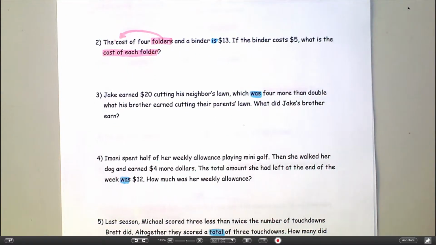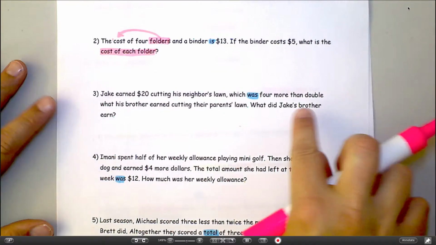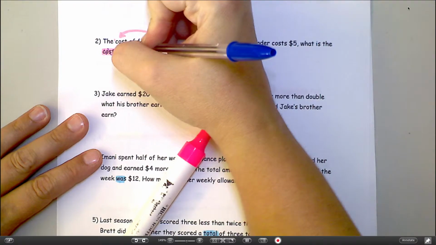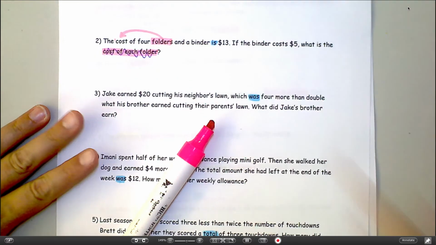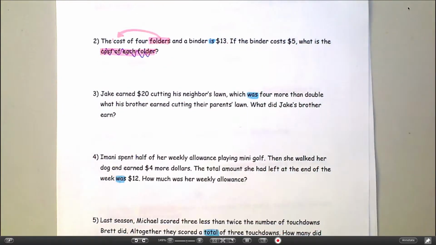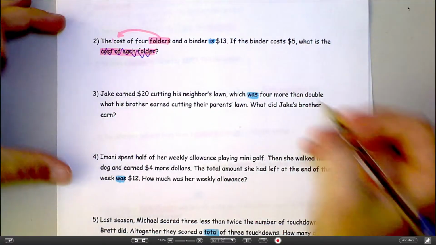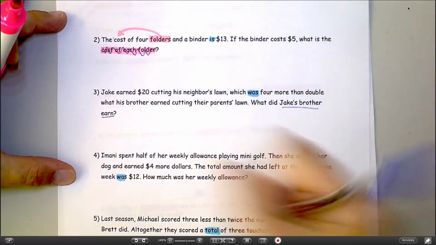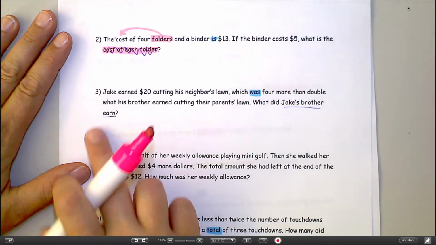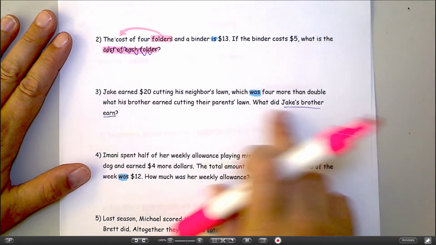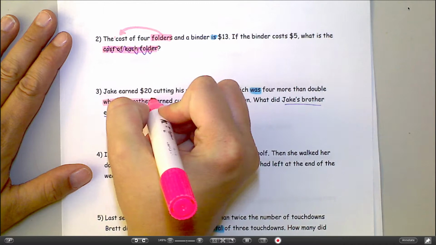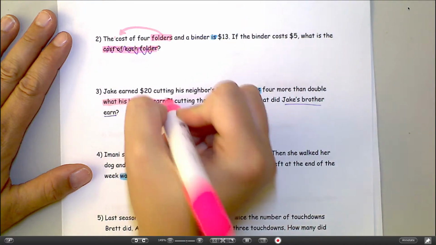Okay, number 3. The question is asking me, what did Jake's brother earn? Oh, and back here, I do this all the time. I did not mean to highlight this. Okay, really, you just want to highlight it in the question. If it helps to like underline that or something, go for it. But okay, so here I want to know, what did Jake's brother earn? Okay, so I'm going to read this whole question and look for where it talks about what Jake's brother earns. Okay, which was 4 more than double what his brother earned. Okay, that's what we're trying to find, so I'm going to highlight that in pink.